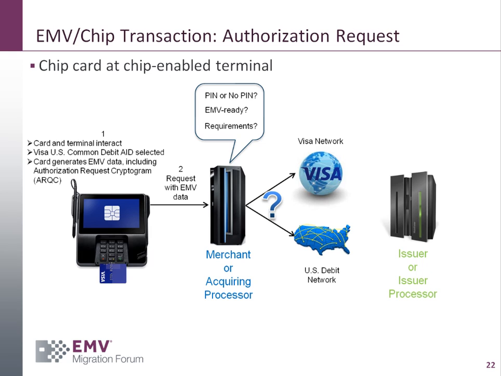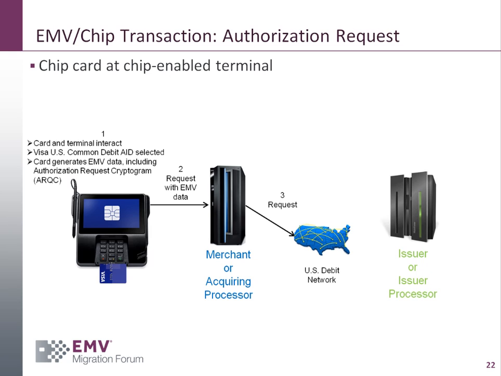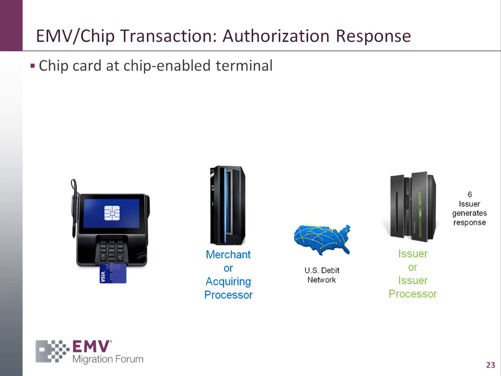In our example, our acquirer has a choice between a Visa network and a U.S. debit network that has licensed Visa's EMV technology through the U.S. Common Debit AID. Because the terminal selected the Visa U.S. Common Debit AID for our transaction, the transaction can be routed to the U.S. debit network. Eventually, the transaction request will reach the issuer, who must verify the authorization request cryptogram and make an authorization decision. The issuer will generate a response, which may also contain EMV data, such as an authorization response cryptogram. The issuer will send the response to the U.S. debit network, which will deliver it to the acquirer.